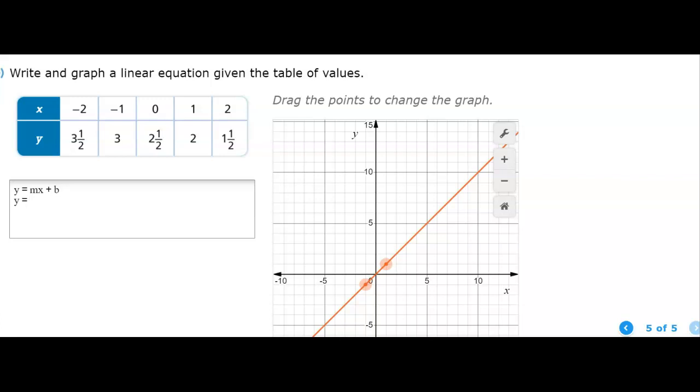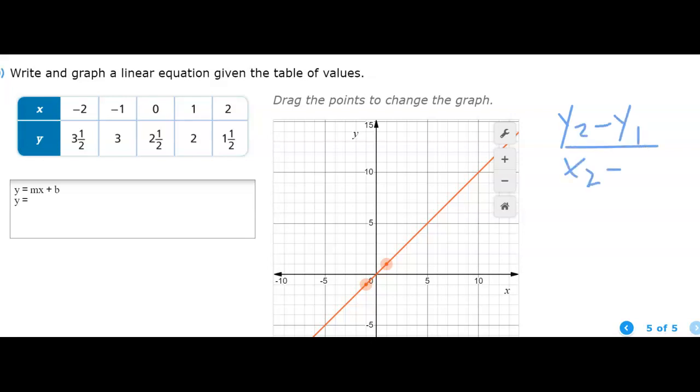So the y-intercept is where the line crosses through the y-axis, but we have to also graph it. So let's start with finding the slope. So the slope is going to be using the y2 minus y1, and let's write this here. Okay, so y2 minus y1 over x2 minus x1. So we choose 2 points.